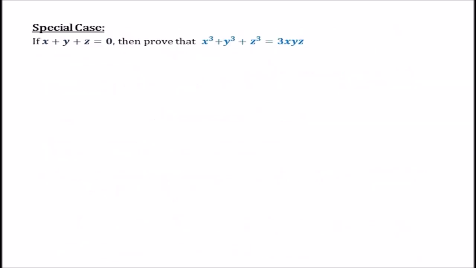Now moving on to a special case. If x plus y plus z equals 0, then we need to prove that x cube plus y cube plus z cube equals 3xyz. That is, if the sum of the 3 terms is equal to 0, then we need to prove that the sum of the cubes of the 3 terms will be equal to 3 times the product of the numbers. So let's start with the proof.